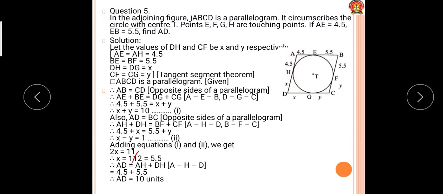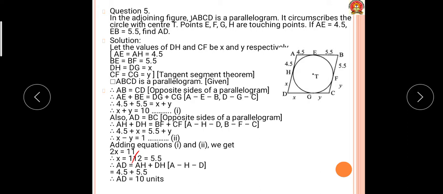AD. Now, very simple: in a parallelogram opposite sides are equal, therefore AB is equal to DC. Now what is given? AH is also 4.5. Why? Because AE and AH are the two tangents from the exterior point A to the circle, which are touching at points E and H, and therefore they are congruent by the tangent segment theorem. Now AH is equal to 4.5, AE is equal to 4.5. According to that, BF is also 5.5 because B is an exterior point and EB and BF are the two tangents to the circle.